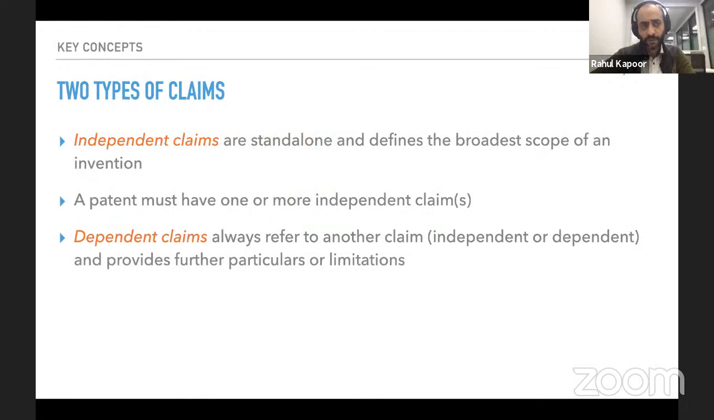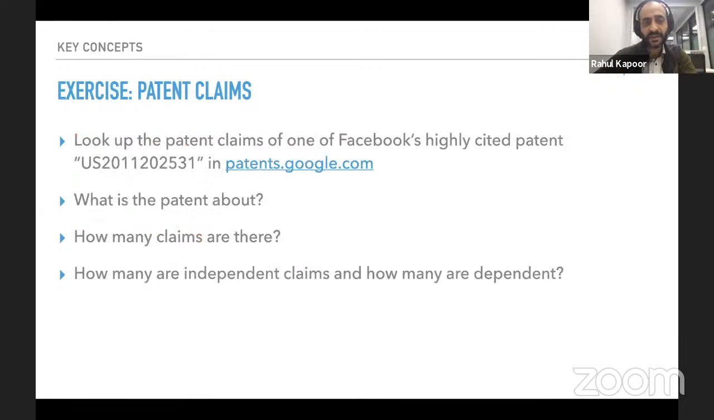I will not go into these two types of claims in depth, but independent claims are like the broadest scope, standalone claims. Dependent claims are all the claims that refer to another claim, either independent or dependent. I think this concept can be clear if you just do this one exercise. We will look at this Facebook highly cited patent. Please note the number here, search it in patents.google.com, and write in the chat how many claims you see.